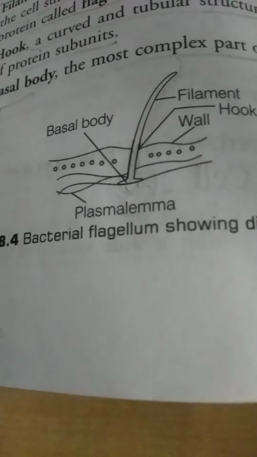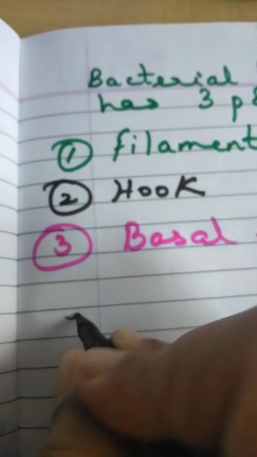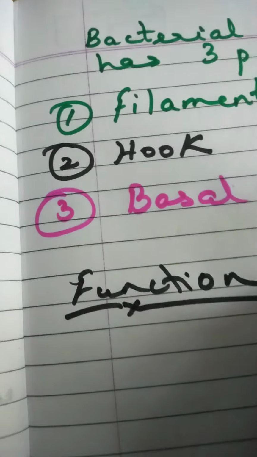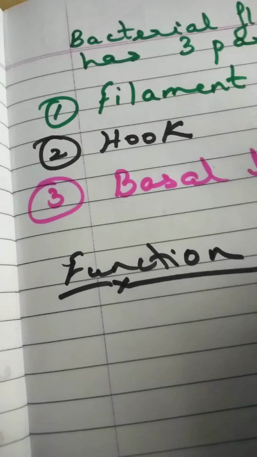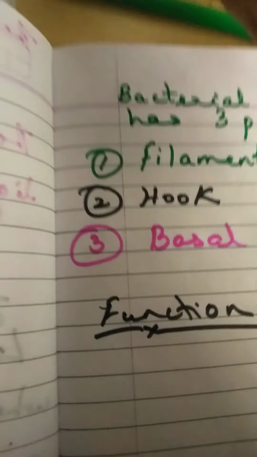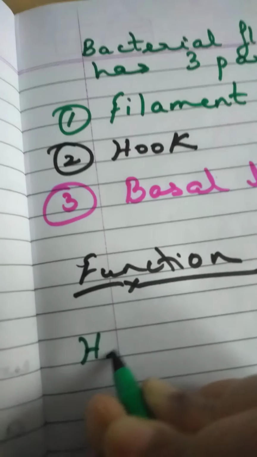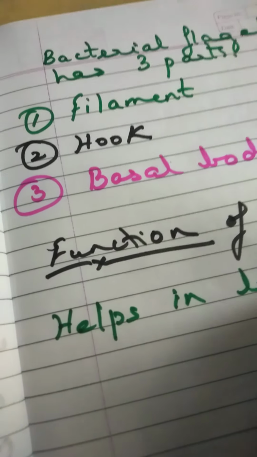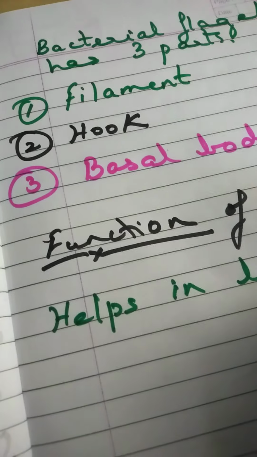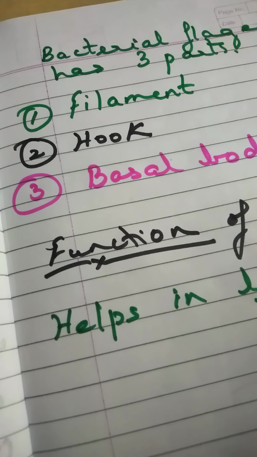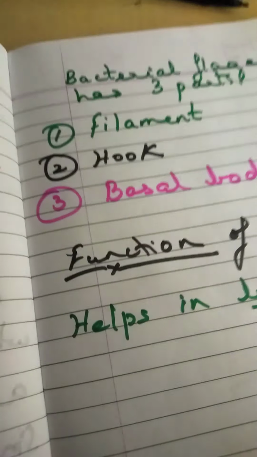Okay. Now we all know what is the function of this flagella. This we have discussed also. Function of flagella. What is the function? It helps in locomotion. What is locomotion? The movement of bacterial cell from one place to another is called as locomotion. Okay. So this was about the flagella.